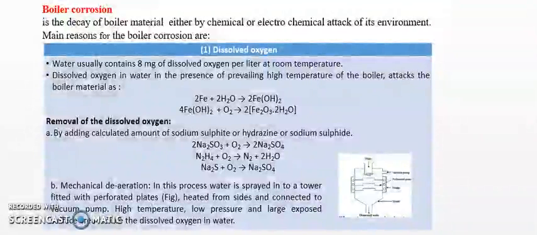Hello everyone. Today I am going to discuss boiler corrosion. Corrosion of steel parts in boilers causes economic damage and requires expensive maintenance.